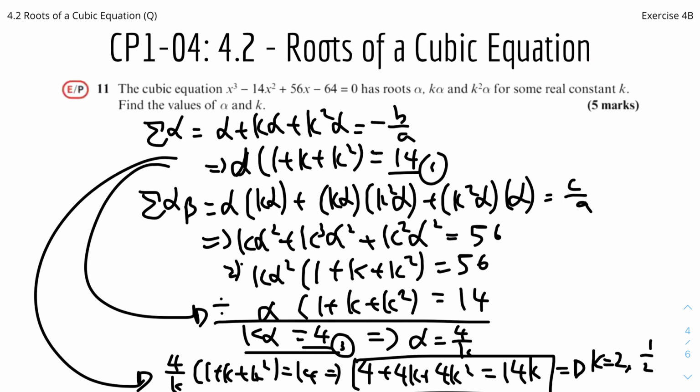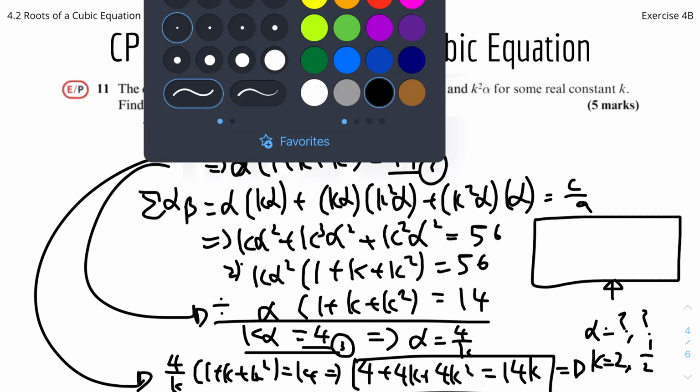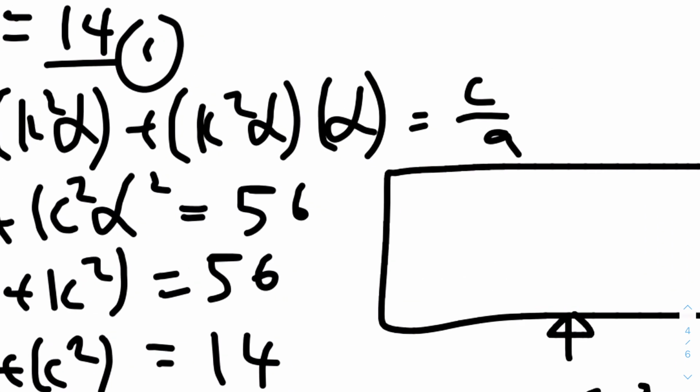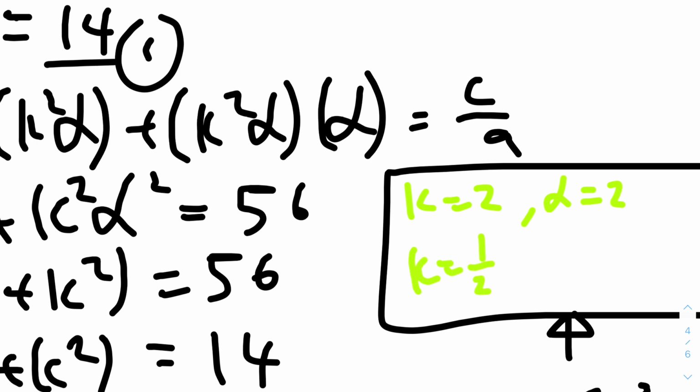And therefore we have to find the corresponding alpha value. Alpha equals what? I'll do it right here because I already have the answer, so I'll save some time. If you were to solve it by putting k equals 2 and k equals 1 over 2 into here, we will get k equals 2, alpha equals 2, and k equals 1 over 2, alpha equals 8, like so, and that's the answer.